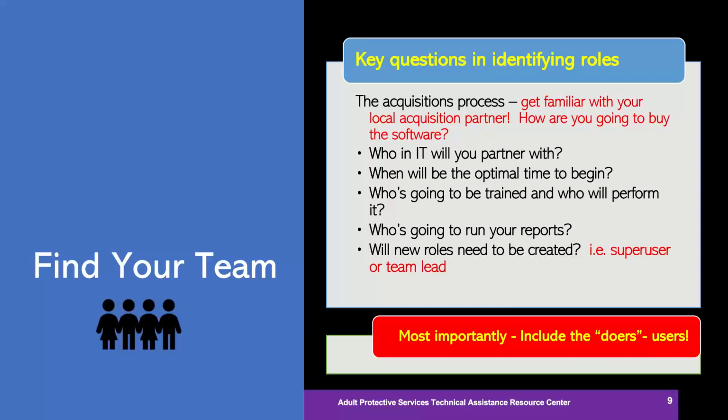So you have project roles and you have system roles. The project roles would be like your project manager, your subject matter expert, that would be the person that actually knows about your processes, like your operations, and then also your IT leader, your director or IT manager, and a developer. On the system side, you would need to know who's going to be training, who should be trained, who's going to run your reports, and whether you will need new roles created. For example, you may not have a super user, but you may need a super user for this particular software, or a team lead. Next slide.